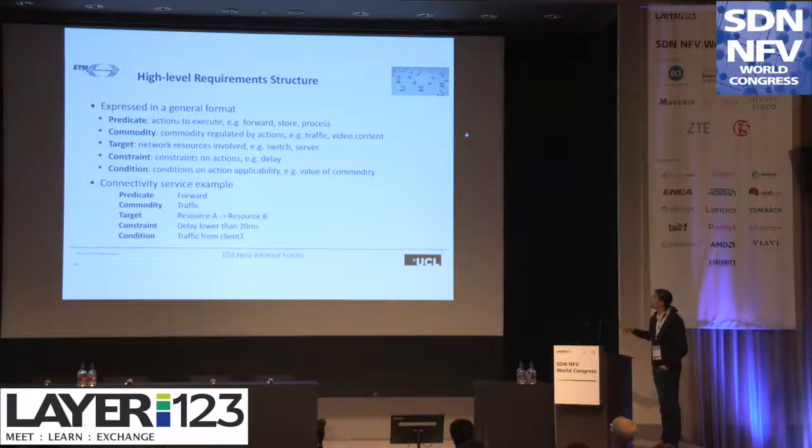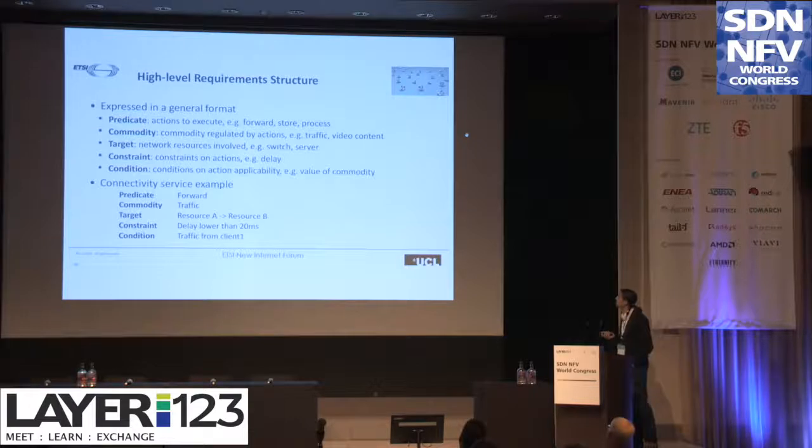First is the predicate, which defines the actions to execute, like forward or store or process something. Then is the commodity, which is being regulated by the actions, like traffic or content. There's the target resources which are involved, like a switch and the server, some constraints on the actions, and also some conditions on the applicability of the action, like the value of a specific commodity.